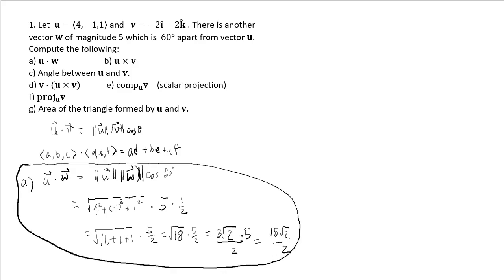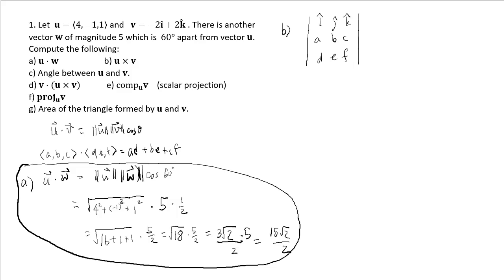Okay. Now let's try B, u cross v. Cross products are computed by the following formula. You have i, j, k, the standard unit vectors, and if you have two vectors (a, b, c) and (d, e, f), you compute this determinant. That's how you calculate the cross product.